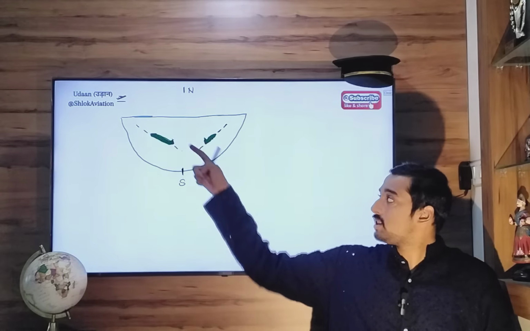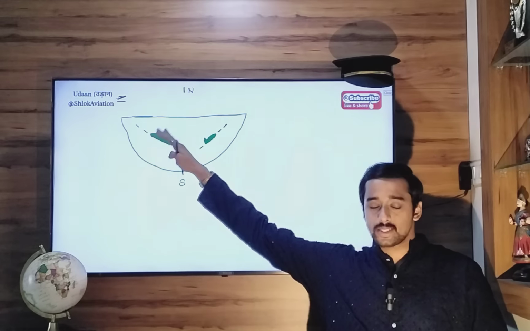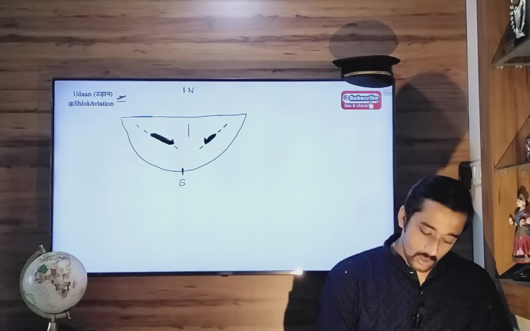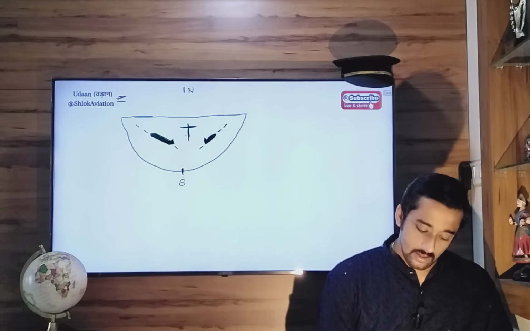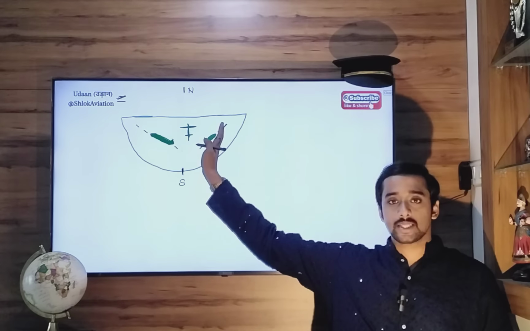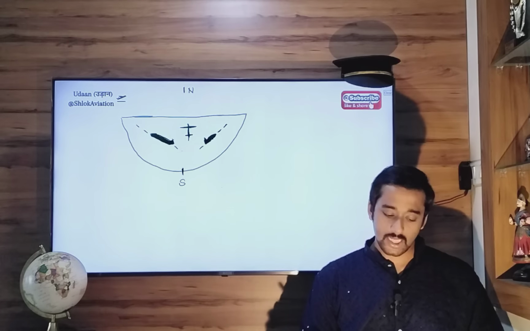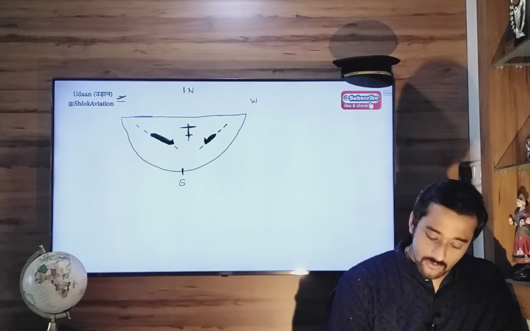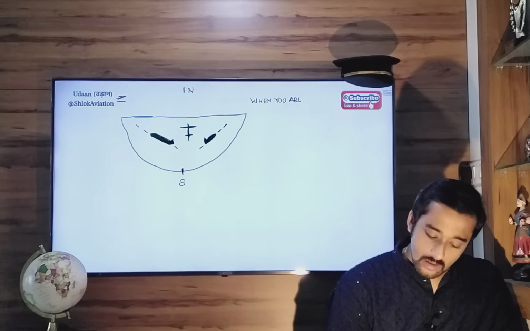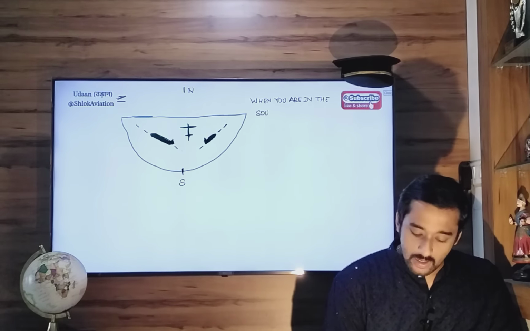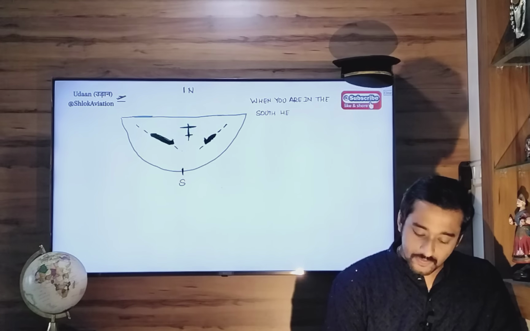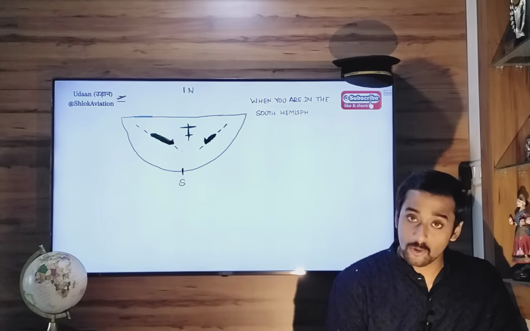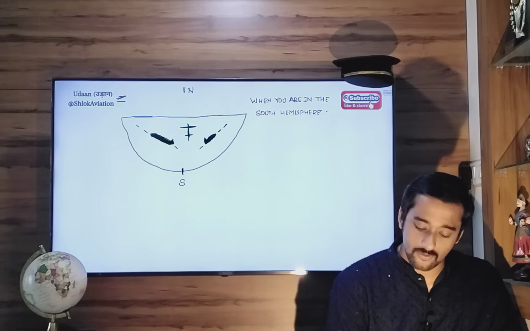So you will start turning your aircraft from northwest, then align it with the north heading like this, and then you will turn right hand side again and align it with northeasterly heading. So the turning error will be something like this when you are in the south hemisphere. So pay attention to the position, whether you are in the north or south hemisphere.